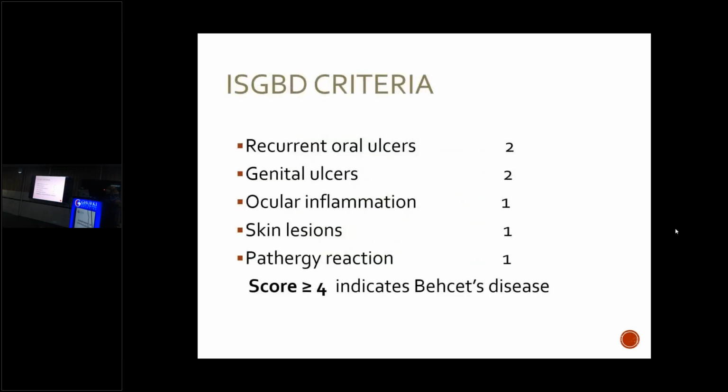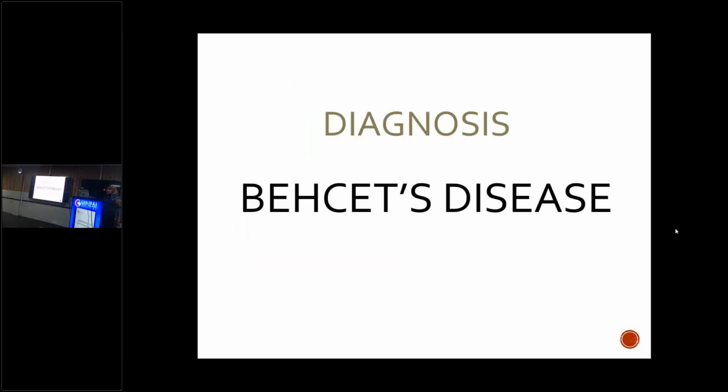On the basis of our clinical examination, history, and investigation, there are the International Study Group criteria for Behçet disease, which include recurrent oral ulcers 2 marks, genital ulcers 2 marks, ocular inflammation 1, skin lesions 1, and pathergy reaction 1. If the score of the patient is equal to or more than 4, it indicates Behçet disease. Fulfilling this criteria, our patient's score was 6, which strongly indicates Behçet's disease. So our final diagnosis, on the basis of history, clinical examination, lab investigation, and ISGBD criteria, was Behçet's disease.